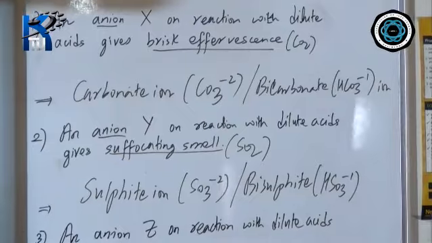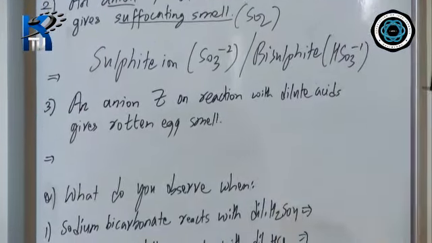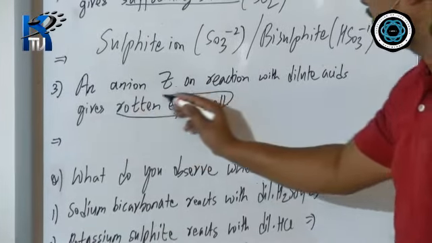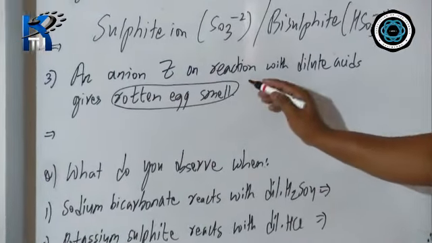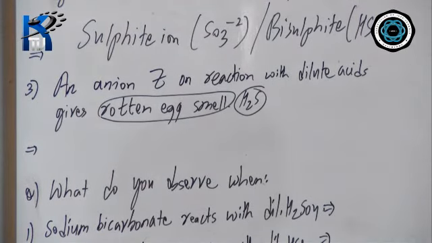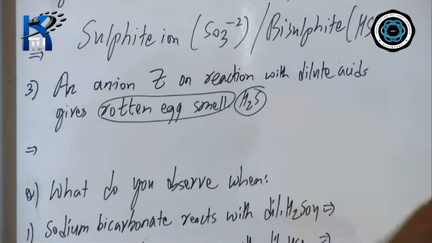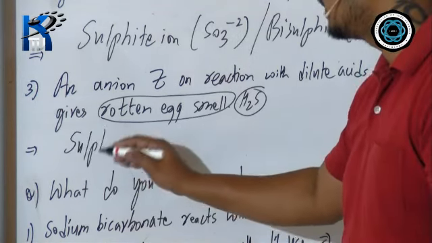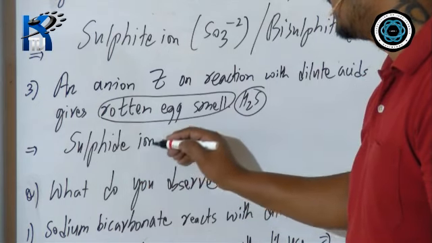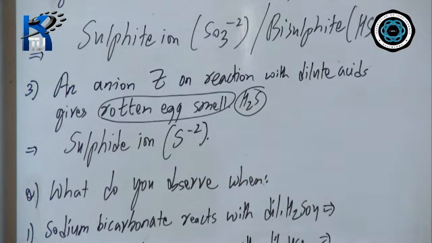Now we go to the third one. An anion Z on reaction with dilute acid gives rotten egg smell. Now this rotten egg smell you have heard, and this is the smell of hydrogen sulfide, because hydrogen sulfide gas has rotten egg smell. Now, which anion reacts with dilute acid to give you this? Metal sulfide. In metal sulfide, who is the anion? Sulfide. So therefore, Z is sulfide ion, S minus 2. So this is how we can identify.